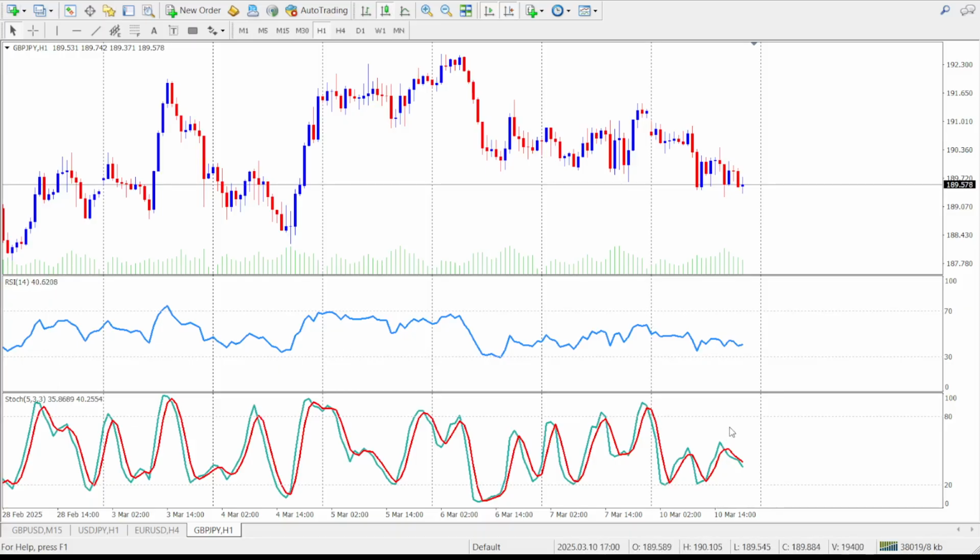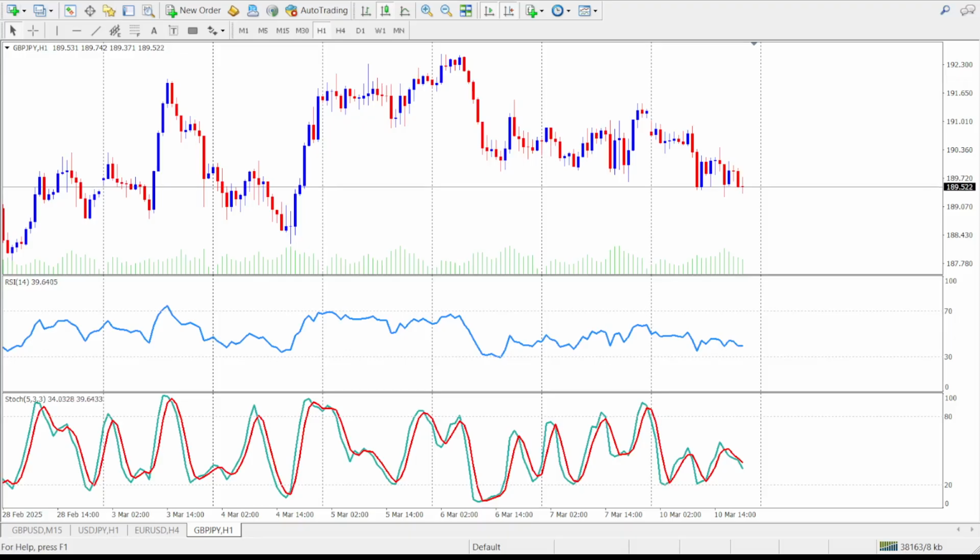So how do you use it? When the %K line crosses above the %D line in oversold territory, it can signal a potential uptrend. When the %K line crosses below the %D line in overbought territory, it suggests a downtrend. This indicator, the stochastic oscillator, works well in sideways markets where price fluctuates within a range.